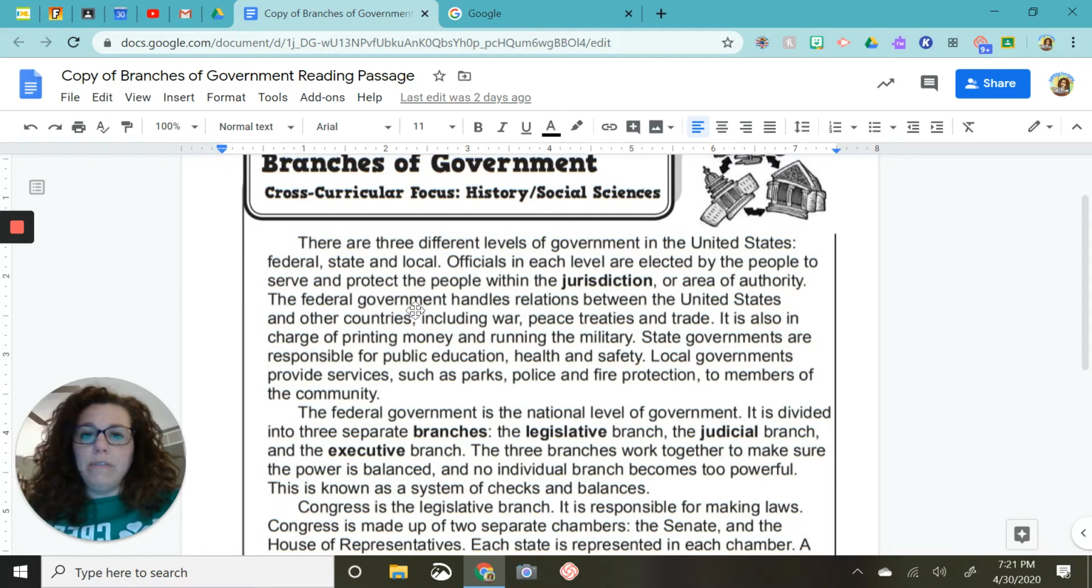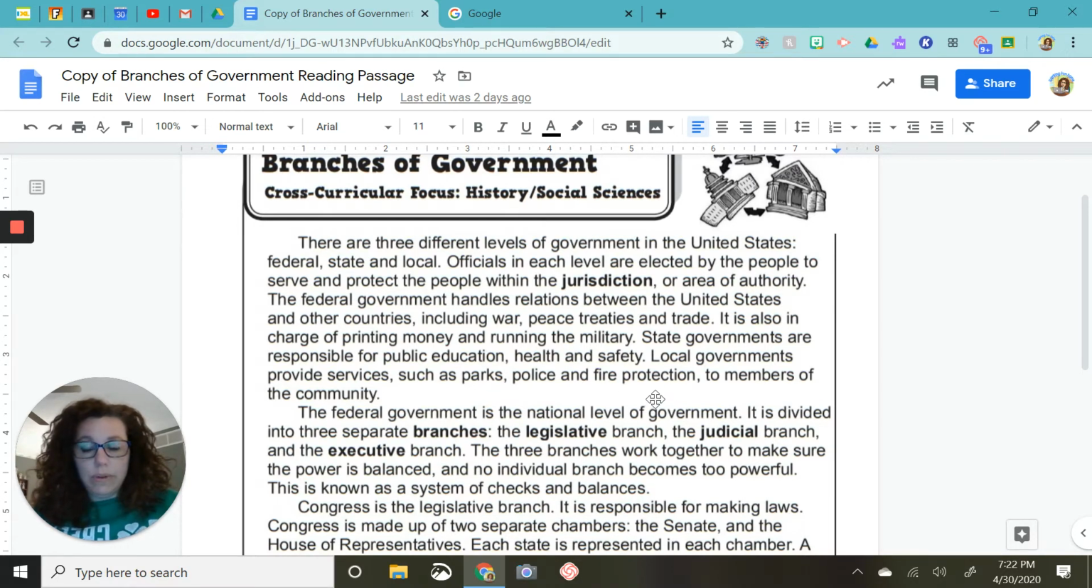The federal government handles relations between the United States and other countries, including war, peace treaties, and trade. It is also in charge of printing money and running the military. State governments are responsible for public education, health, and safety. Local governments provide services such as parks, police, and fire protection to the members of its community.